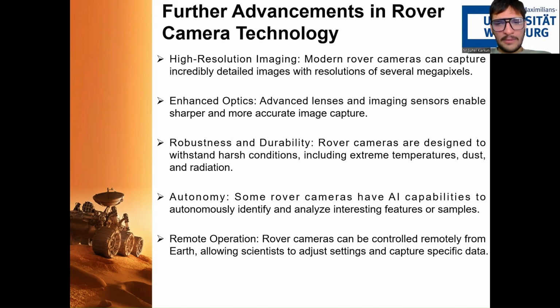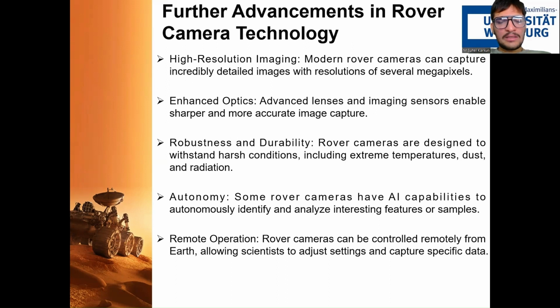Robustness and durability. Rover cameras are designed to withstand harsh conditions, including extreme temperatures, dust, and radiation. So with the help of high robustness and durability, we can deploy our camera systems and rovers in distinct and very harsh planetary weather.